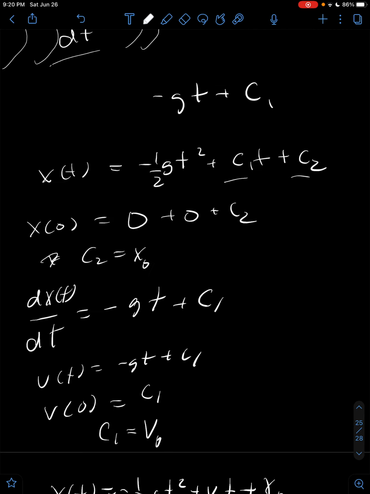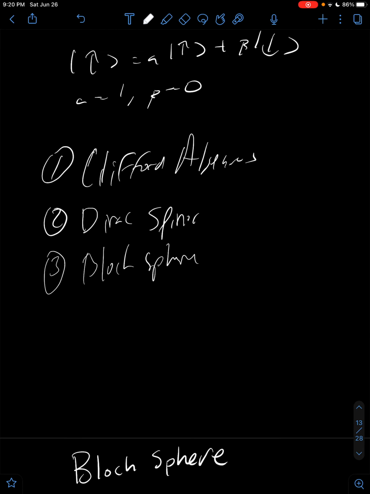Hope that makes sense. So that's the whole gist of Lagrangian mechanics.